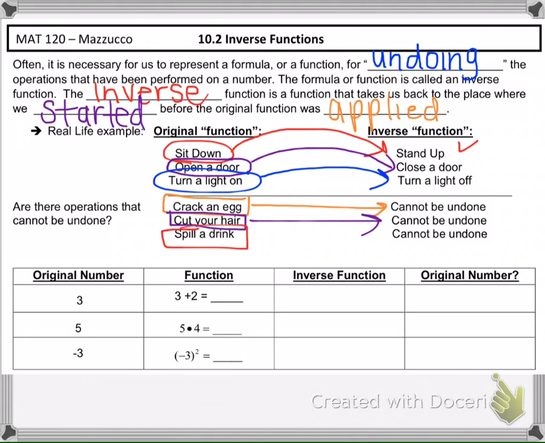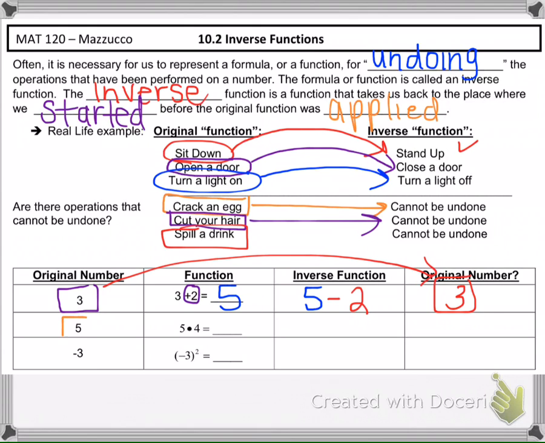Now let's do some simple math examples. Let's say the original number is 3, and let's say what I perform to it is I add 2 to it. So now the number is no longer 3, now it's 5. My question is, is there an inverse to adding 2? Is there a way to get it back to 3? If I have 5, and instead of add 2, I subtract 2, now I get my original number. So it had an inverse, subtracting 2.